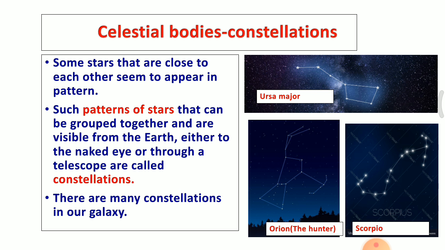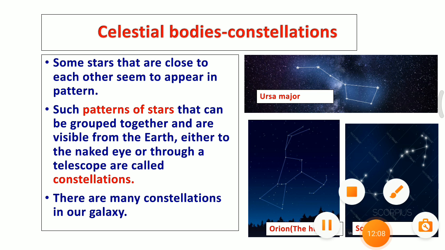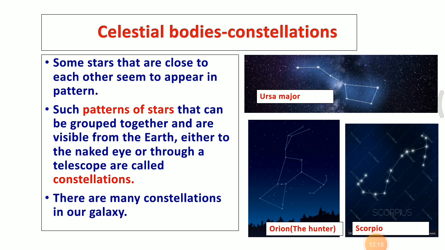The next celestial body is constellation. Some stars that are close to each other seem to appear in a pattern. When you are looking at the sky, some stars are grouped and it gives some shape. Such patterns of stars that can be grouped together and are visible from the Earth either to the naked eye or through a telescope are called constellations.